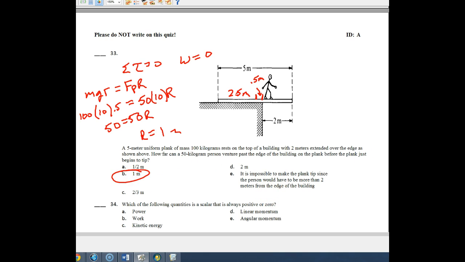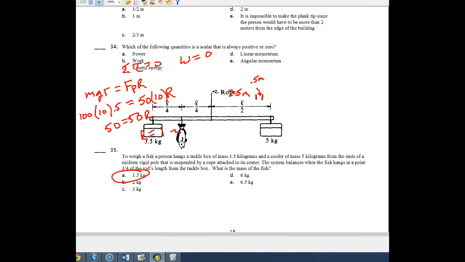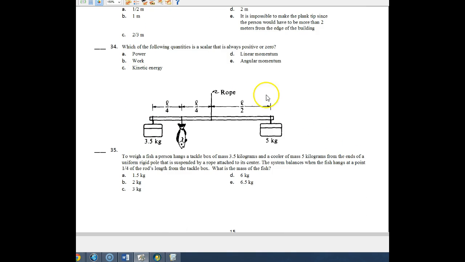For number 34, it says, which of the following quantities is a scalar that is always positive or 0? And this one's really easy to do. The one that's a scalar that's always positive or 0 is kinetic energy. Remember, it's 1/2 of mass times velocity squared. And so velocity, even if it's negative, our kinetic energy here is still positive. So it is a scalar, and it is always positive or 0.